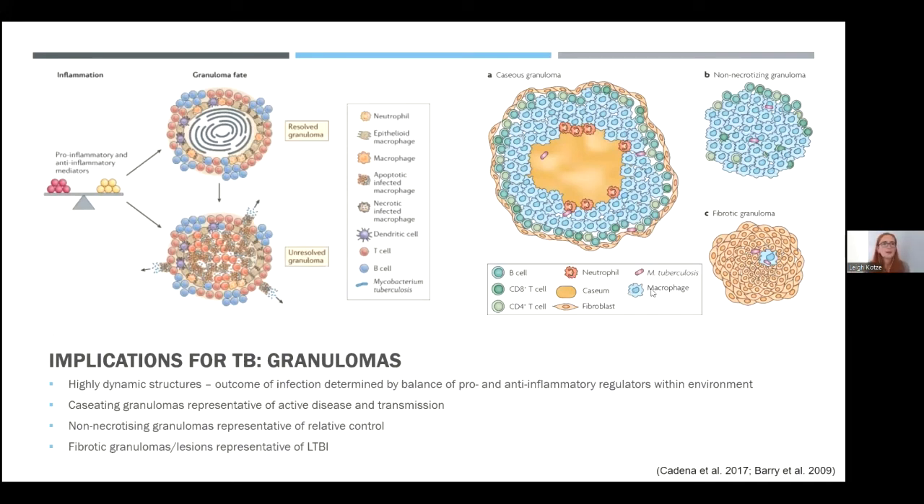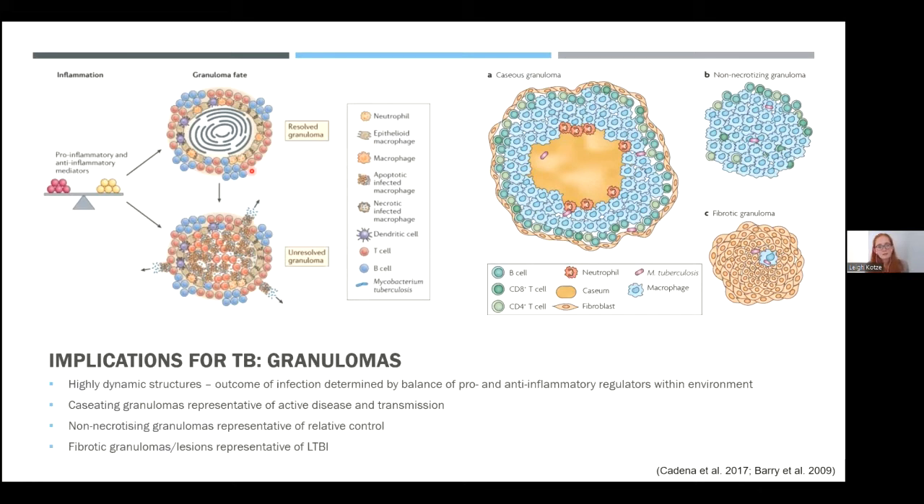They're typically characterized by a core of alveolar macrophages, which are infected and uninfected. I forgot to put my pointer on, very sorry. So we have a core of macrophages that are uninfected and infected. And these recruit additional myeloid cells as well as lymphocyte lineages to the site of infection to form this protective cuff or barrier, as it were. And the fate of these granulomas is highly dependent on the balance between pro- and anti-inflammatory regulators within the immediate microenvironment.